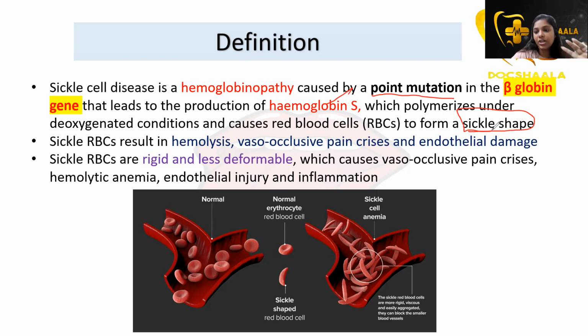The point mutation in the beta globin chain is the main reason for production of hemoglobin S, which polymerizes under deoxygenated conditions and causes RBCs to turn sickle shaped. So these sickle RBCs result in hemolysis, vaso-occlusive pain crisis, and endothelial damage. Sickle cell RBCs are rigid and less deformable, as you can see in the image here, which causes vaso-occlusive pain crisis, hemolytic anemia, and endothelial injury and damage.